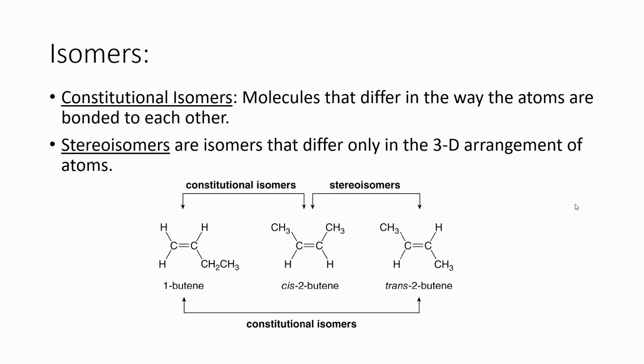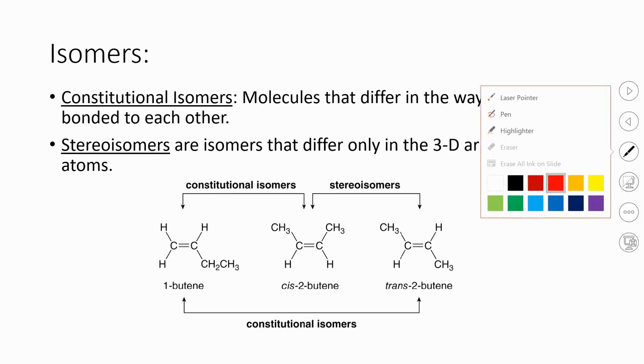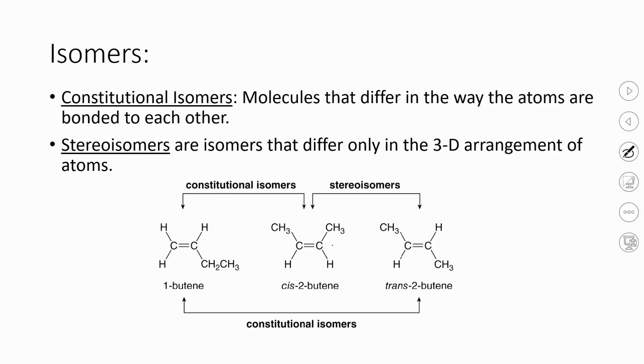So if we look at this, across this double bond, remember the double bond can't rotate. So what I like to do is draw a line through my double bond, and I find the two biggest carbon groups. These two carbon groups are on the same side. This is called the cis isomer. They're on the same side of the double bond.